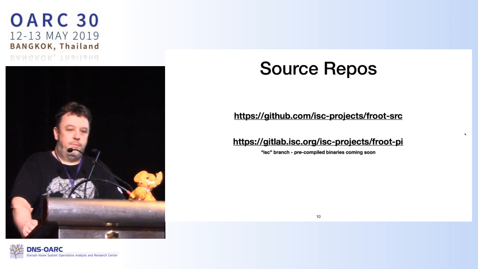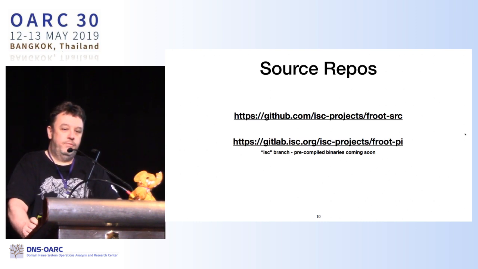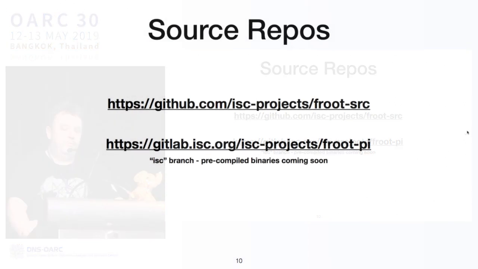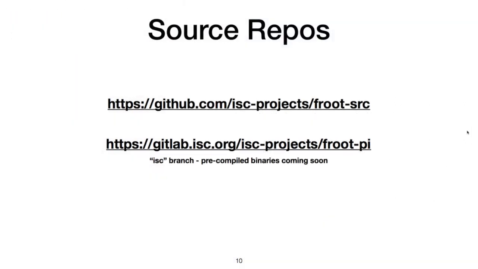And here's about where you can find the stuff. The server itself is called FastRoot, so we call ourselves Fruit, and that's where you can get the Fruit source, and there's where you get the Fruit Pie. Excuse the puns.